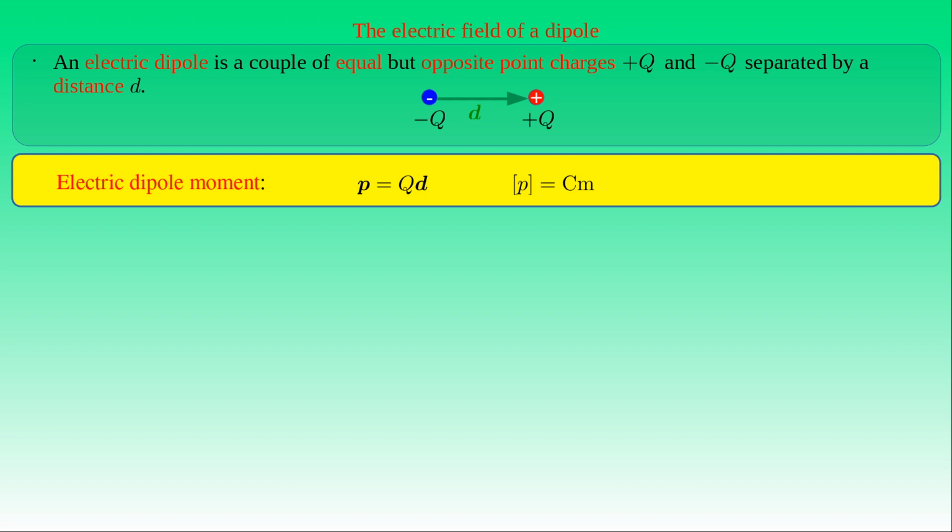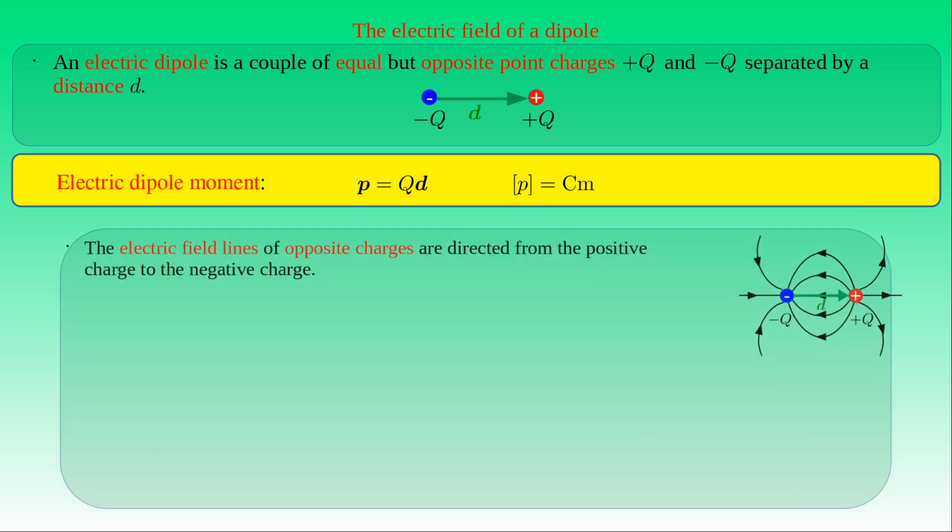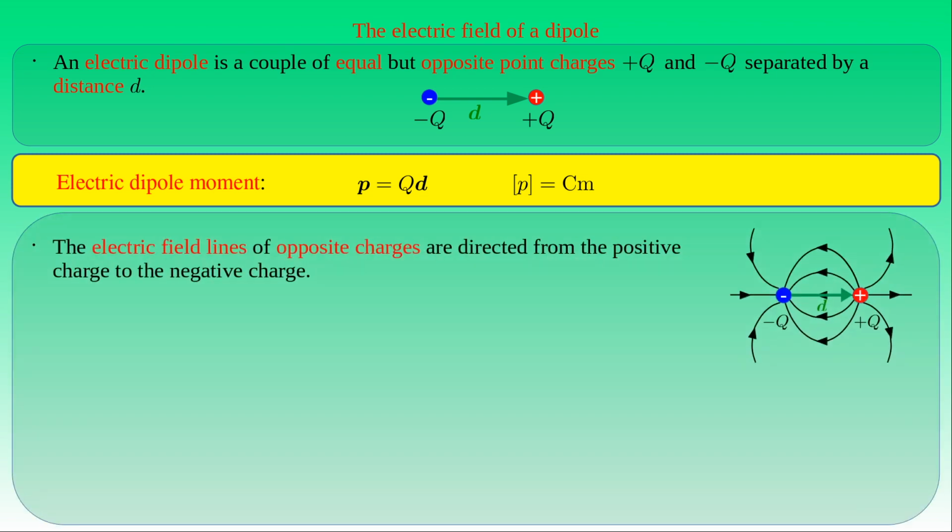This quantity is not unique in the sense that the dipole moment does not change if we modify the charge q and then the distance d such that their product remains the same. However, we will see that the dipole moment arises in a natural way in the description of the electric field around a dipole. We have already seen the electric field lines of two opposite charges placed near each other, where the field lines are directed from the positive charge to the negative one.